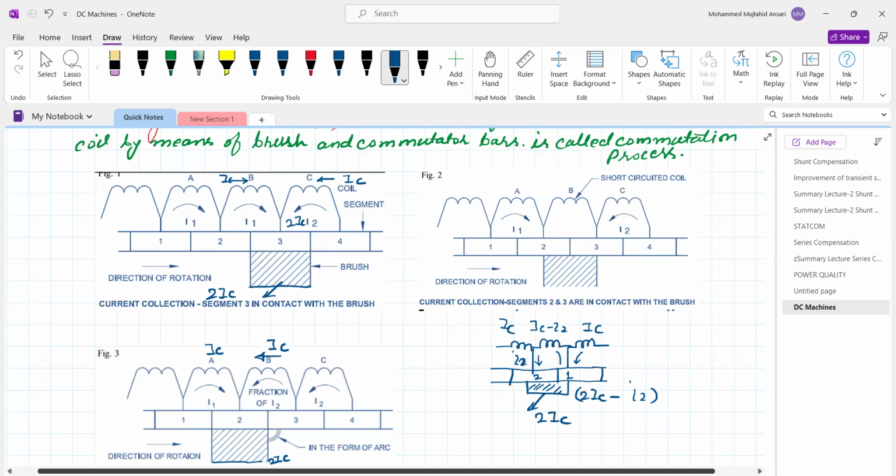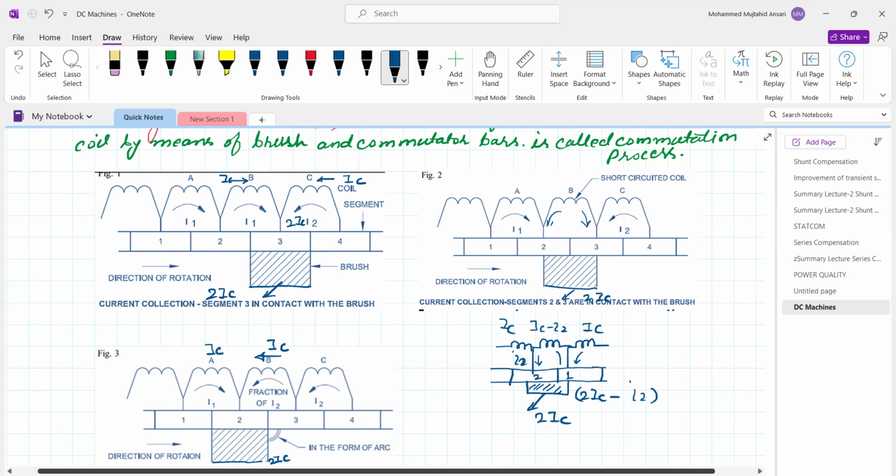Say from this one, the current in the B coil, half of the current comes here, half of the current comes here, and the total current to the external circuit will remain as it is, twice IC, isn't it? So the reversing is going to occur under the short circuiting of the commutator segment and brushes. And by this process, we get the unidirectional current in the external circuit.